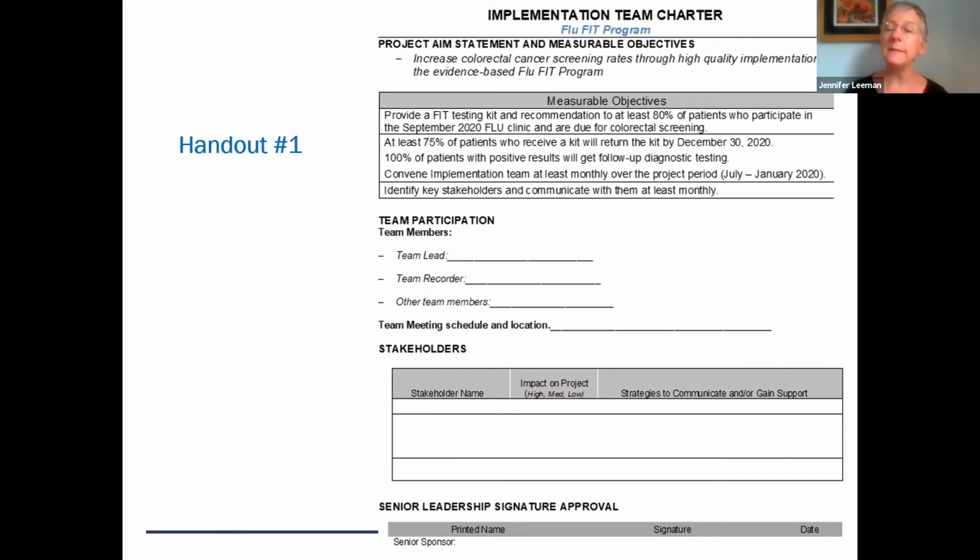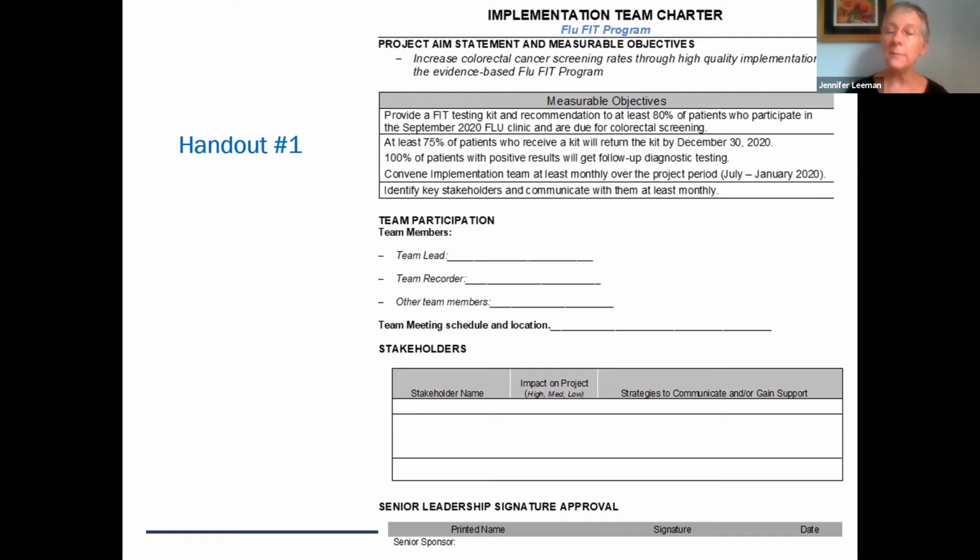So just going back to handout 1, the additional 2 sections are where you identify key stakeholders. Those are the people you need to keep engaged throughout the project beyond the implementation team in order for the project to be successful. And we're going to talk about that section at the end of the presentation. So I'm not going to say any more about that now.